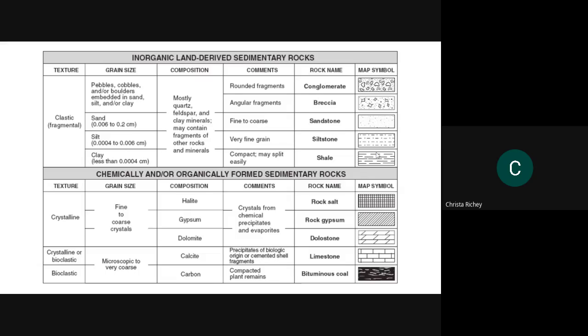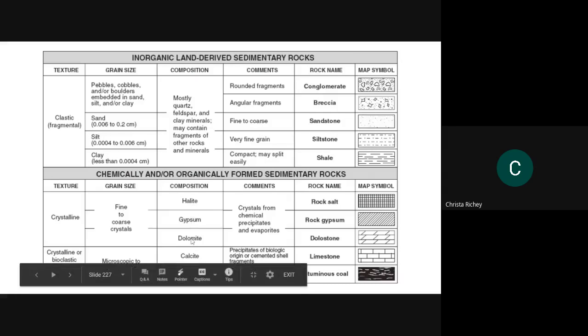That is their map symbol for that layer of rock. And then the crystalline, you got your smallest crystals, which are halite, and then your largest crystals, which are dolomite. Dolomite makes dolostone. The gypsum makes rock gypsum. Once again, same thing, salt, halite. This is what their symbols look like. And then the bottom one is the organic.